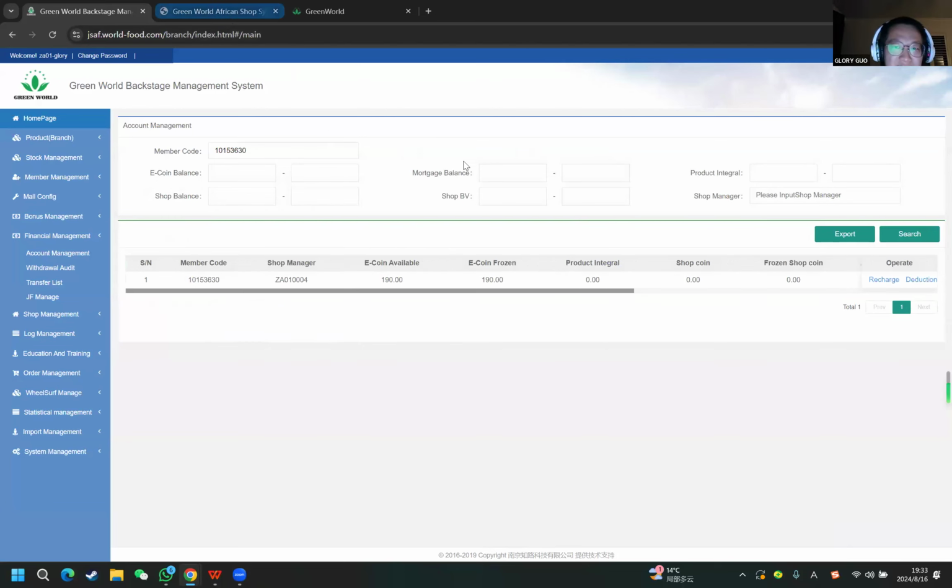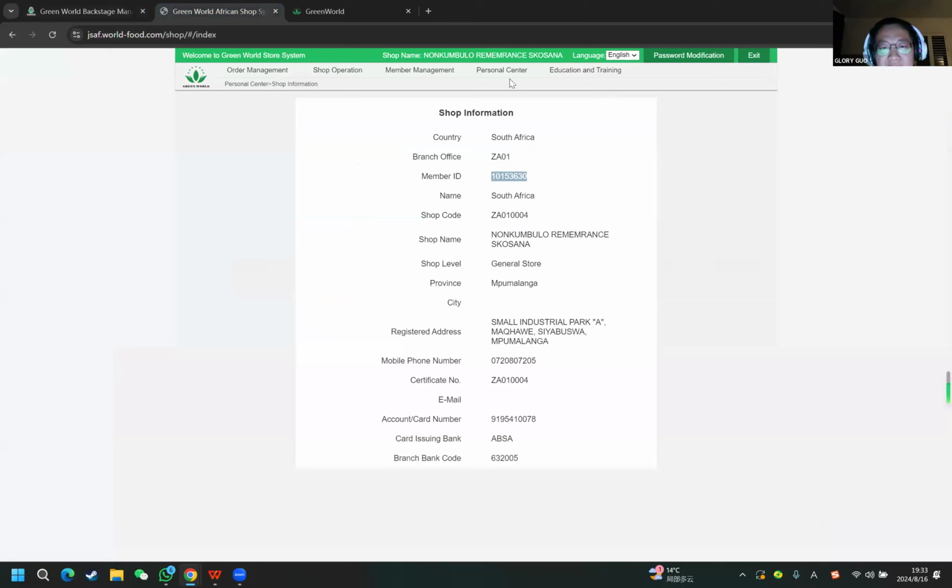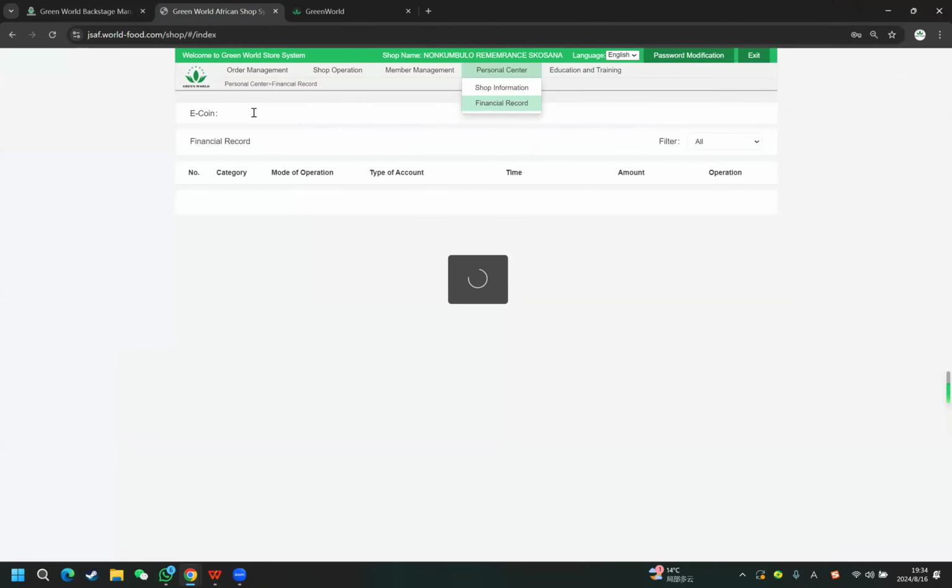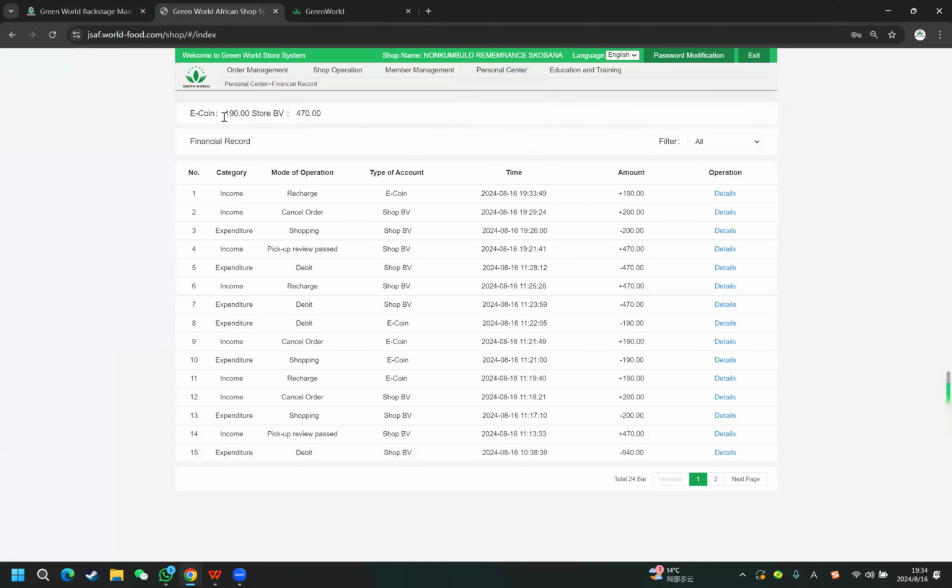Let's check the shop version. You can find it from your shop, your finance record. Here, e-coins 190. Remember this store BV is for the orders, for the order forms. This e-coin is for the joinings, 190. When you have this 190, it means you can join one person.